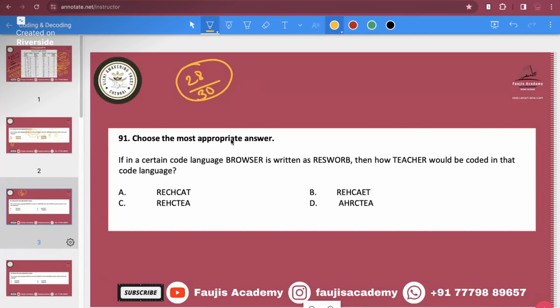Right? Yeah. Easy one. Option B, sir. Yeah, that's correct. Okay. Teacher, just reverse it.